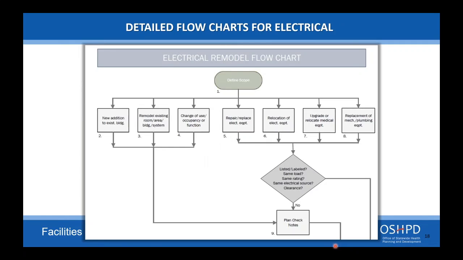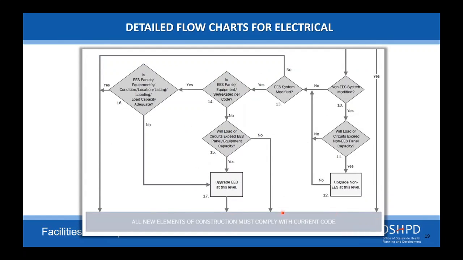So looking at the electrical flow chart, you see here across the top, we have a whole series of things that you can do. But as you follow it down, you kind of come up with the same thing. All new elements of construction comply with current code. So no matter what you're doing, you have to comply with the current code. Basically, the key here is all new elements need to comply with current code.